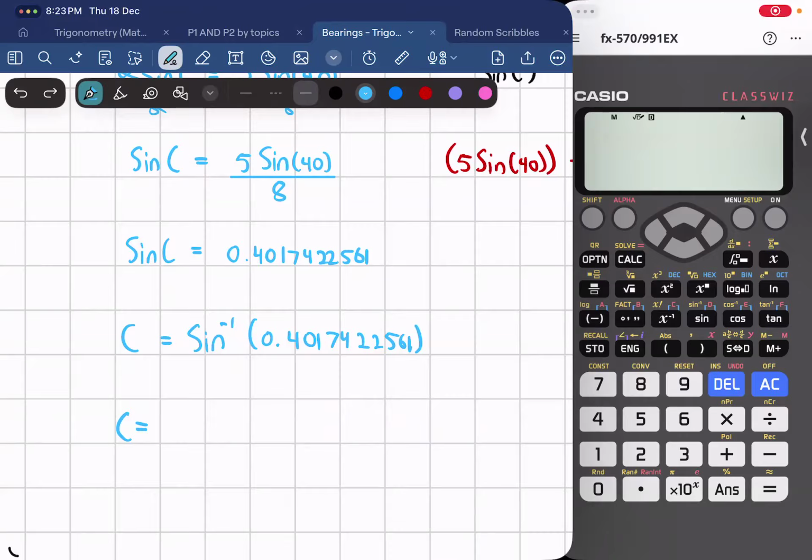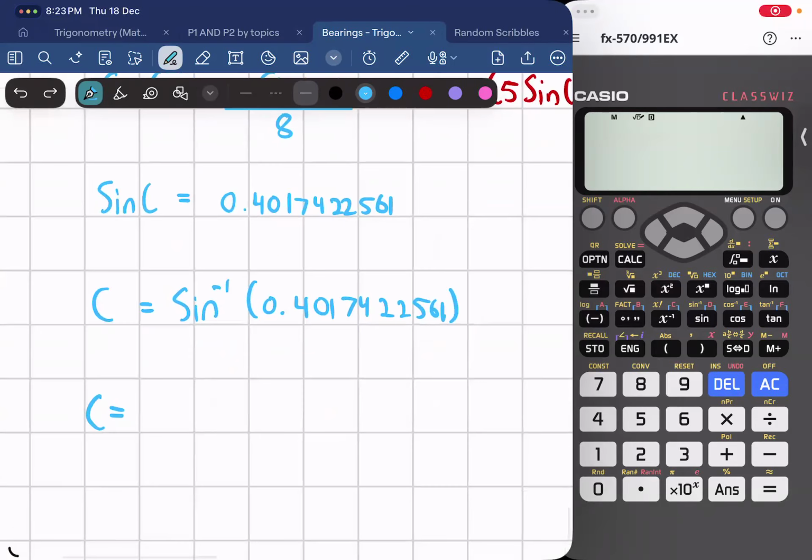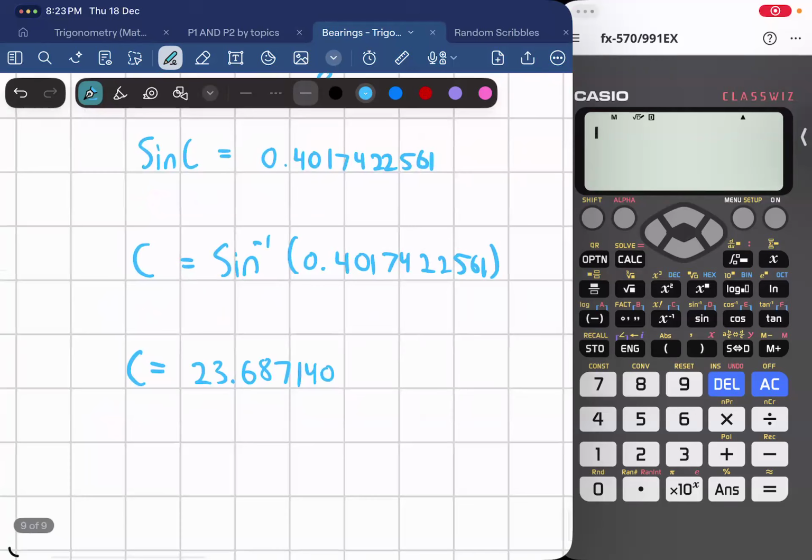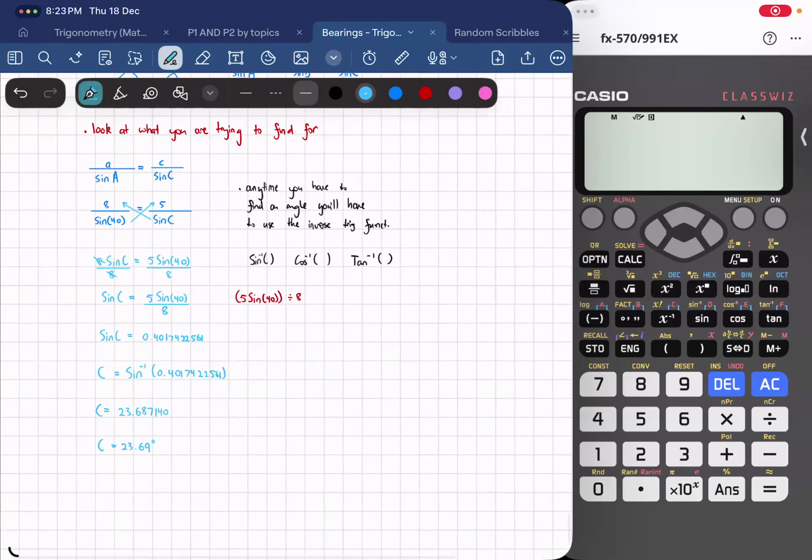That's a 1 after the 6. Yeah, I got 23.68714058. Right. And if you round that off to 2 decimal places, you would get 23.69 degrees, right? So degrees.